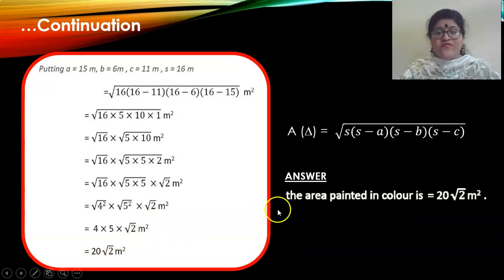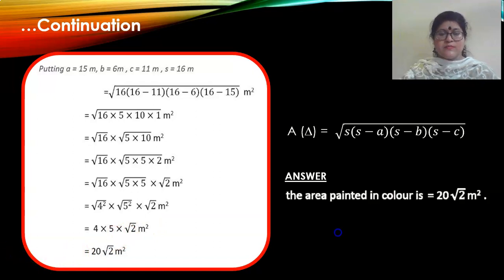This is the area of the triangle. So the area painted in color is 20 root 2 meters square. Please make a note of this solution and also the question number. Now let's look at another problem from exercise 12.1.